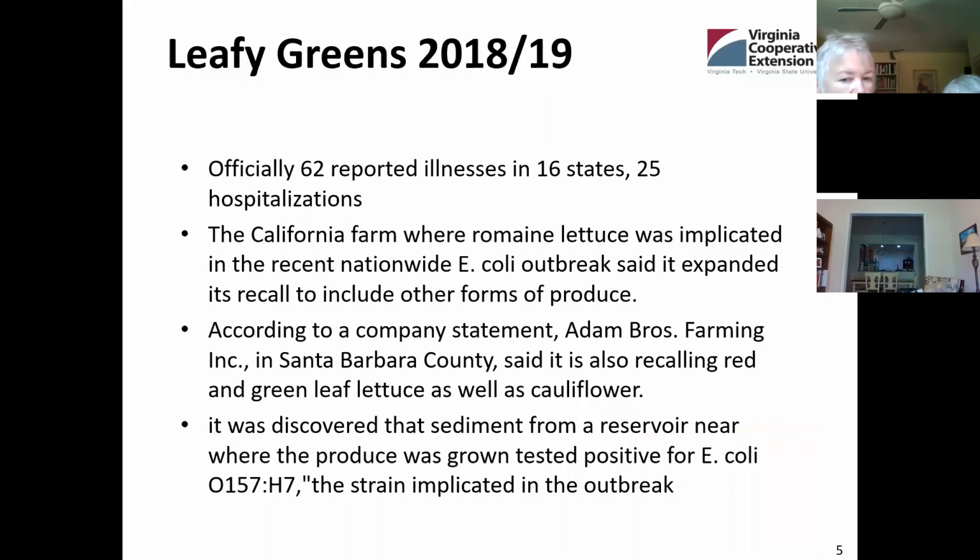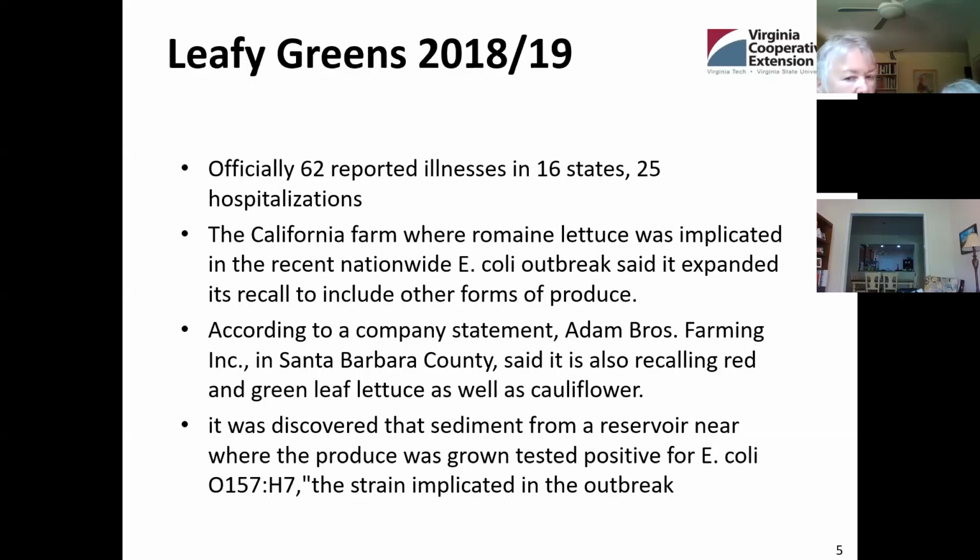Another example just happened last year and officially closed January 9th, 2019, related to leafy greens. The federal report claims that there were 62 reported illnesses spread across 16 different states, which also resulted in 25 hospitalizations. There was one specific California farm that was isolated. They found that there was romaine lettuce implicated in this nationwide E. coli outbreak. And then this particular farm also expanded its recall to include other forms of produce. They began recalling red and green leaf lettuce as well as cauliflower. So it wasn't just constrained to romaine lettuce. They suspect it was other produce as well.